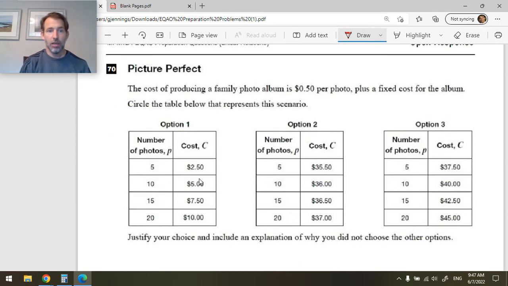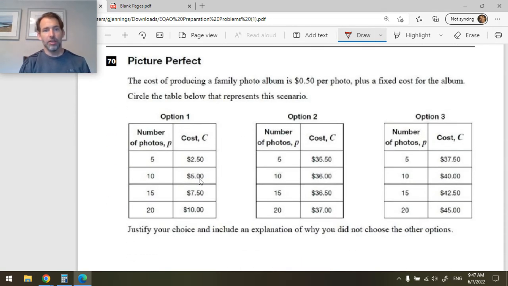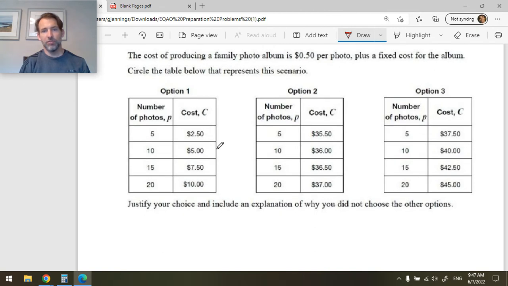Picture perfect. The cost of producing a family photo album is 50 cents per photo, plus a fixed cost for the album. Circle the table below that represents this scenario.